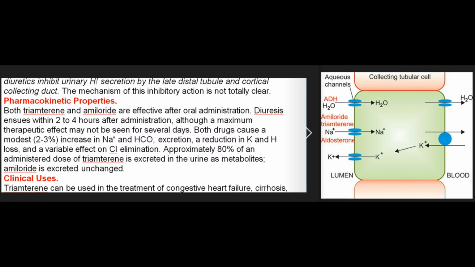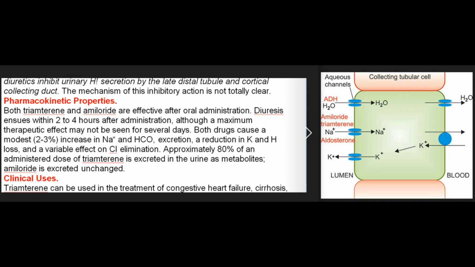Pharmacokinetic properties. Both triamterene and amiloride are effective after oral administration. Diuresis ensues within 2 to 4 hours after administration, although a maximum therapeutic effect may not be seen for several days. Both drugs cause a modest, 2 to 3%, increase in Na and HCO3 excretion, a reduction in K and H loss, and a variable effect on Cl elimination. Approximately 80% of an administered dose of triamterene is excreted in the urine as metabolites; amiloride is excreted unchanged.